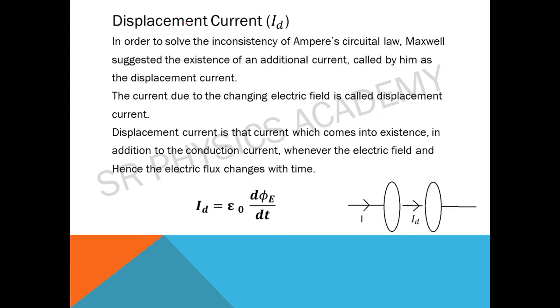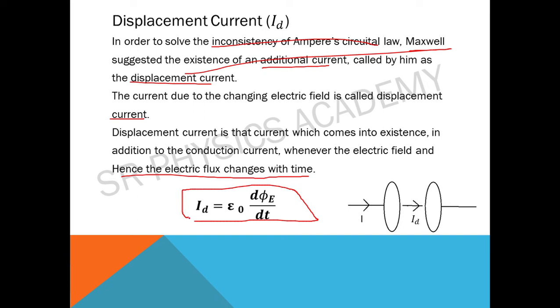Displacement current ID. In order to solve the inconsistency of Ampere's circular law, Maxwell suggested the existence of an additional current called by him the displacement current. The current due to a changing electric field is called displacement current. Displacement current is that current which comes into existence in addition to the conduction current whenever the electric field and hence the electric flux changes with time. ID is given by epsilon naught times d phi E by dt.